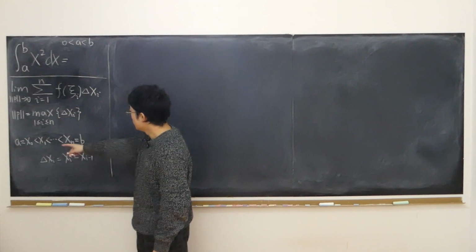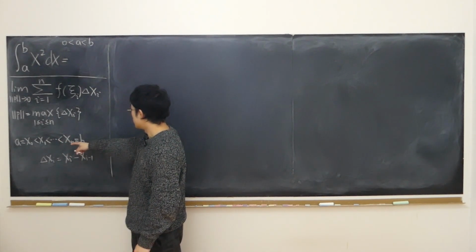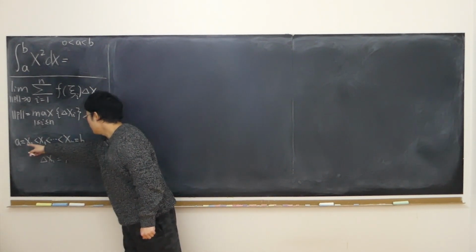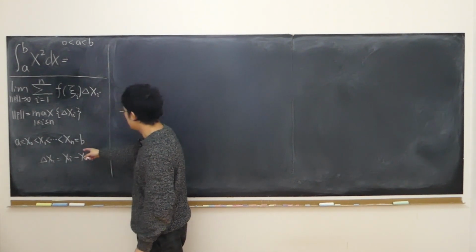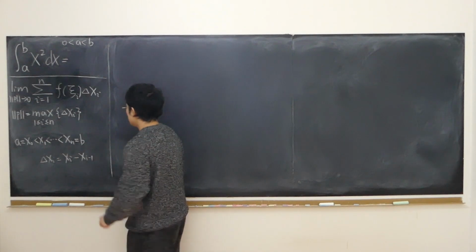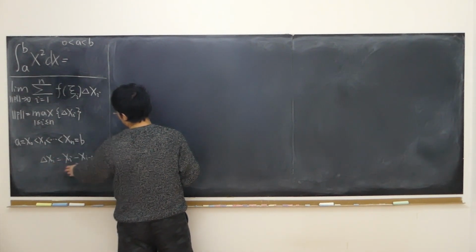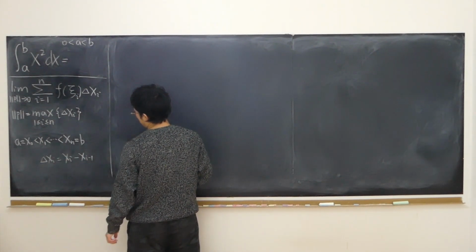Here our partition is x0, x1, x2 all the way up to xn, where x0 is denoted as a, and xn is denoted as b. Here delta x_i is equal to x_i minus x_{i-1}.